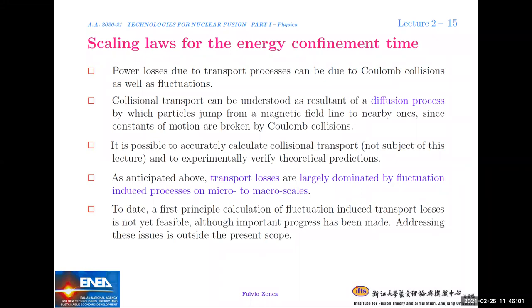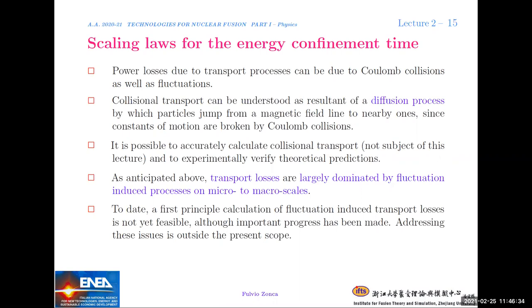Transport losses inside the plasma are due basically to two fundamental processes. One is the so-called collisional transport, and the other one is the transport due to the fluctuations that exist both on the micro scale and the macro scale. Macro scale means the scale of the system. The micro scale means the microscopic scales associated with the fact that the plasma is magnetized, and typically refers to the scale of the Larmor radius of the particles.